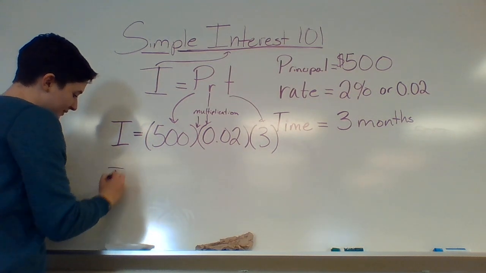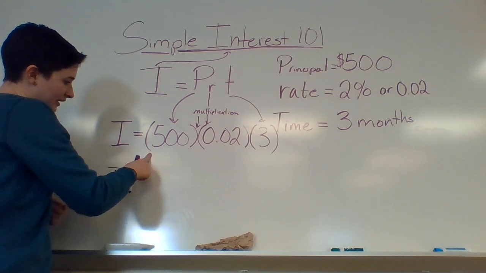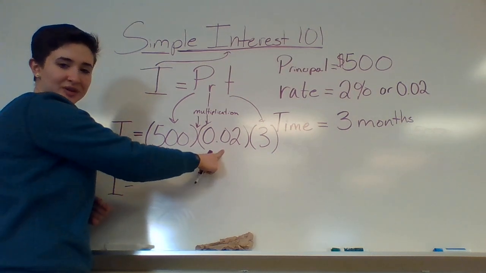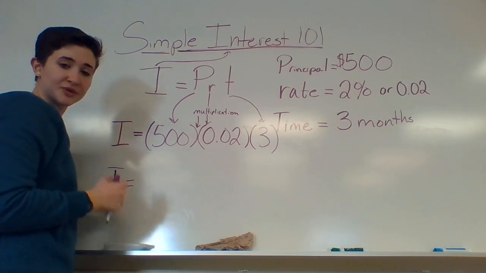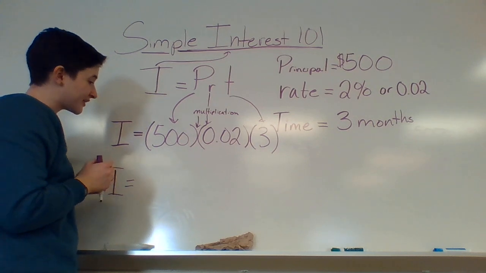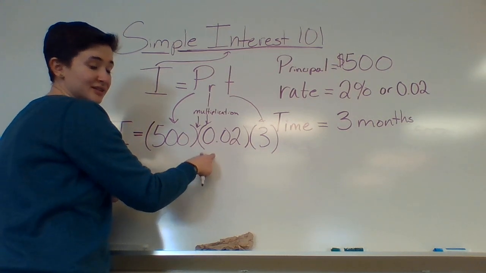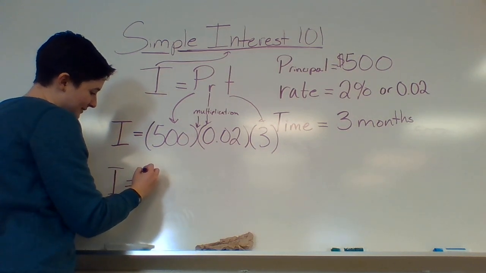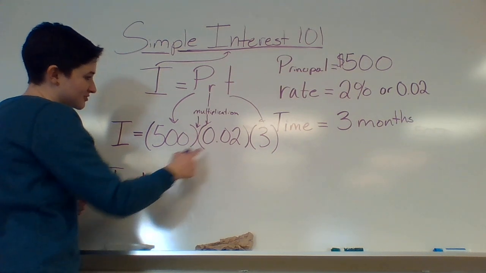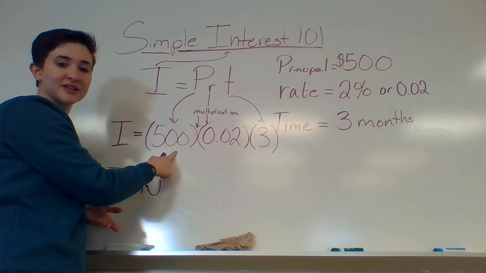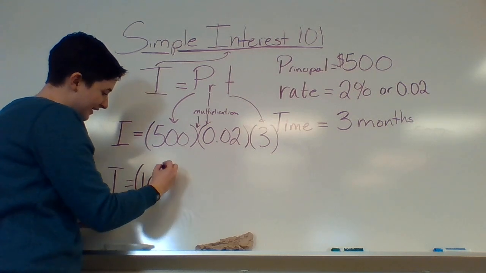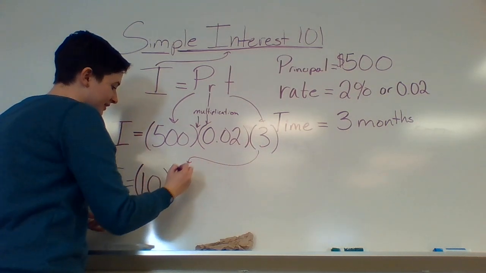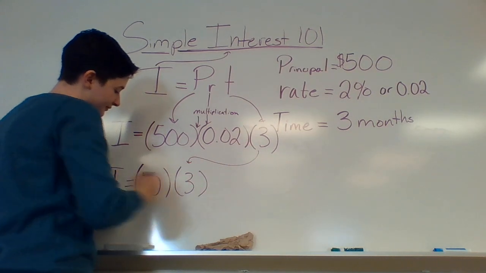So I have I equals, let's do 500 times 0.02 first. So this is where you get out your phone or Google to do a calculation. Now I know what this is. It's 10. 500 times 0.02 is 10, which means that 2% of 500 is $10. So I have 10. I'm still left with my time, which is 3.